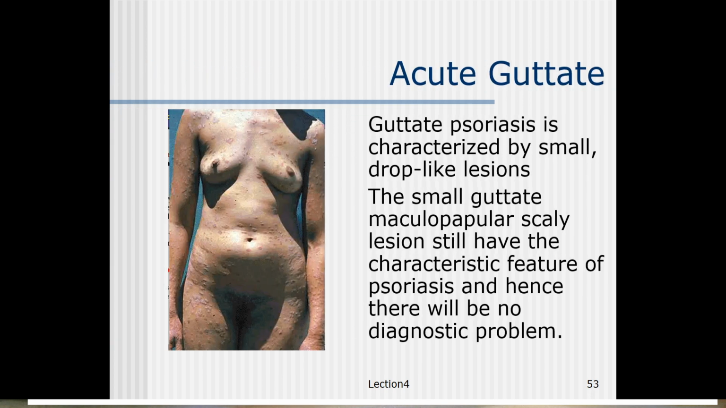Acute guttate psoriasis is characterized by small drop-like lesions. The small guttate maculopapular scaly lesions still have the characteristic features of psoriasis, and hence there will be no diagnostic problem.